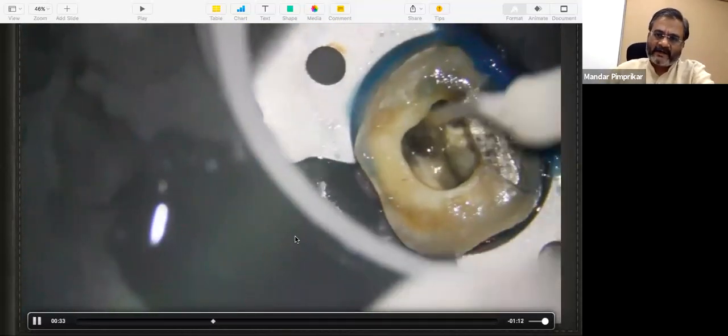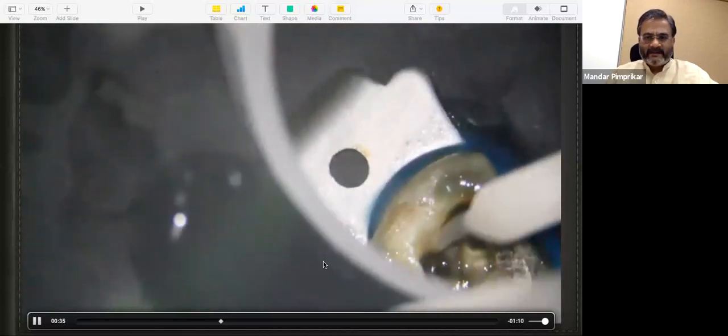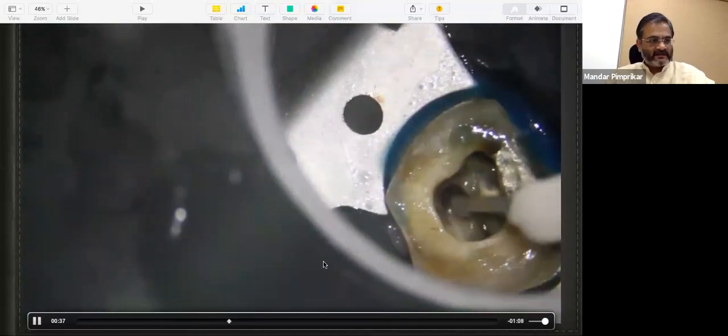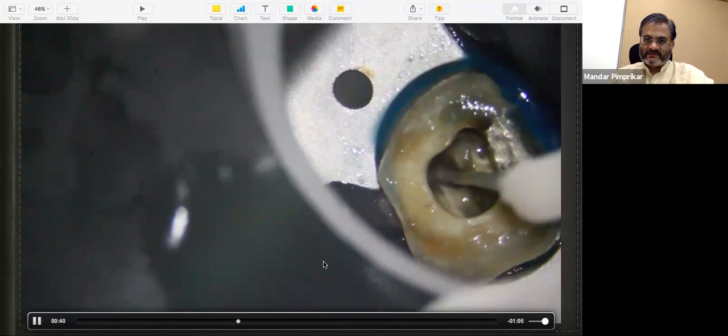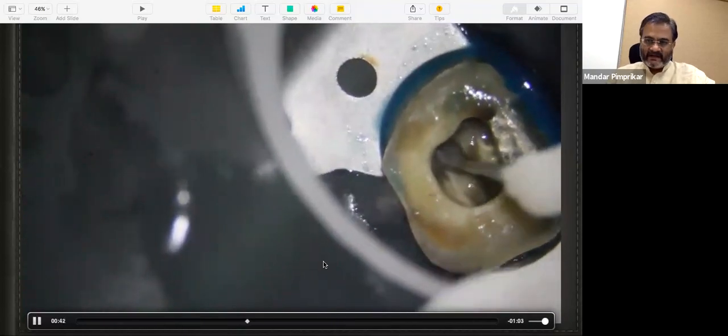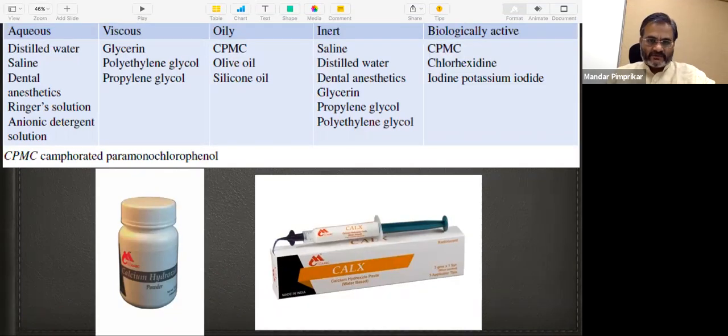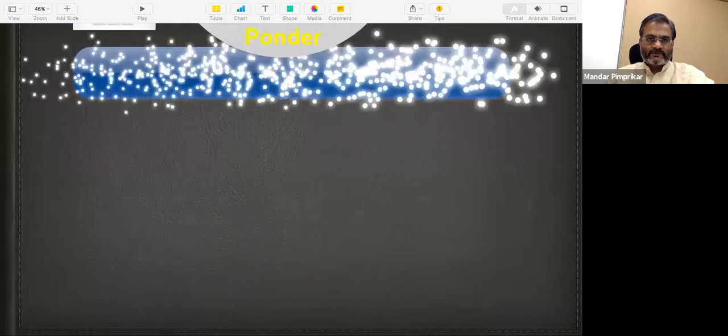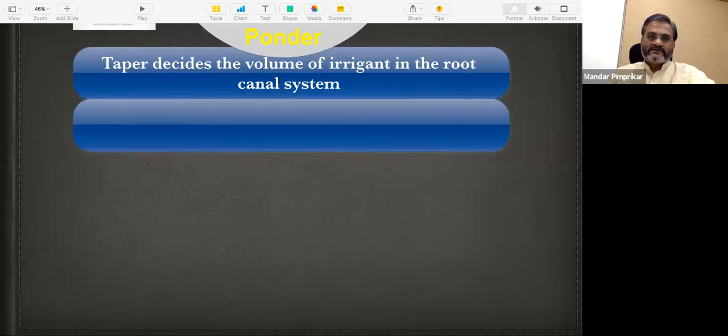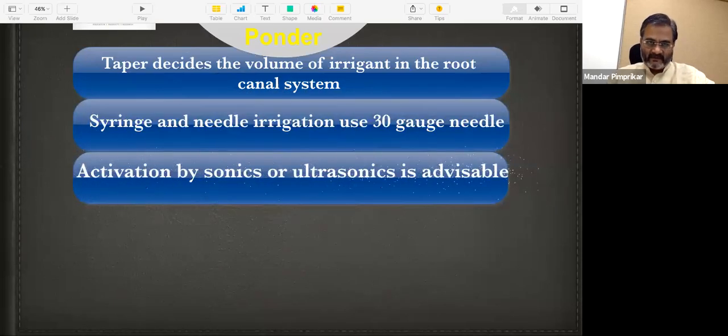So here I could bypass the palatal instrument, which was separated in the palatal canal, and then you saw the post-operative radiograph. So what are the points to remember?